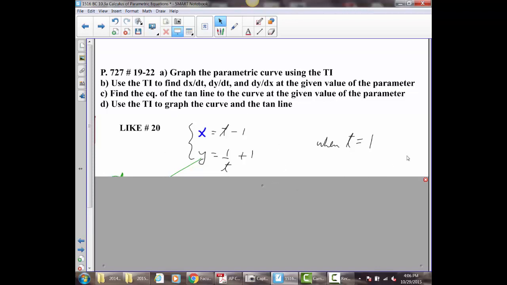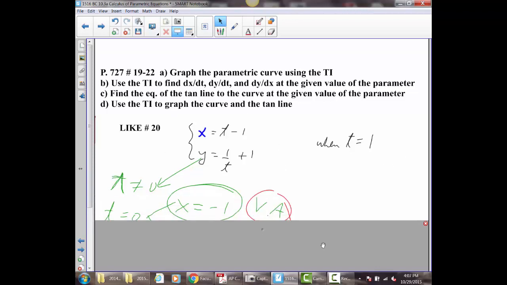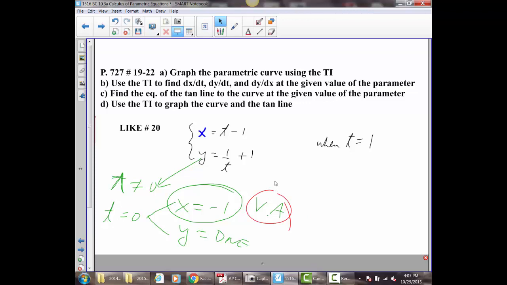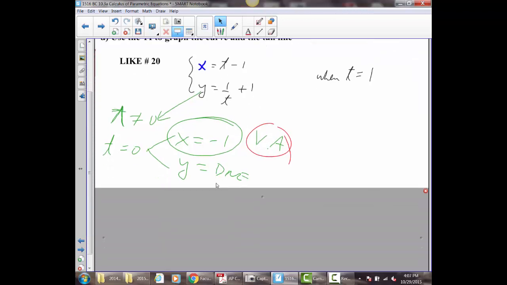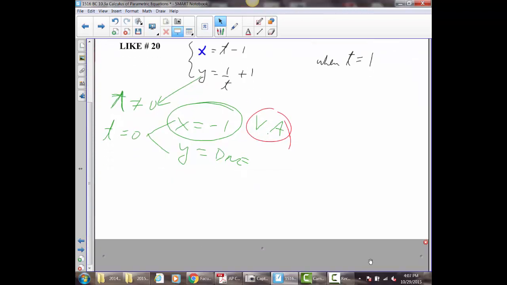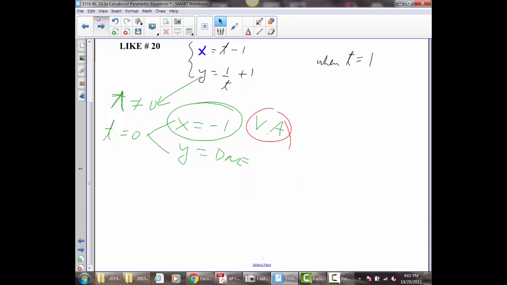So this is a set of parametric equations. This is the t value at which we're doing that. One of the things to realize here, of course, is that for y, the t cannot be 0. When t equals 0, x would give you -1, which would mean you have a vertical asymptote there. And when t equals 0, y actually would not exist. Okay? So we're going to look at the graph of that on the calculator.